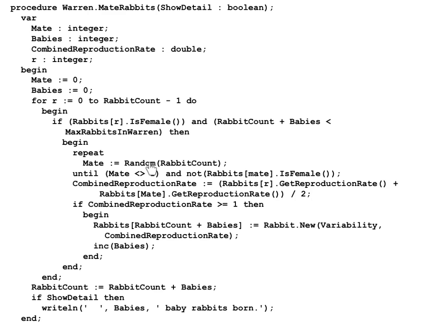It keeps on picking out random rabbits until it finds one that firstly isn't the original rabbit, so this is the original female rabbit that it found in the rabbits array, and if it's not the original one and the one that it's picked out at random isn't a female rabbit, so it's now managed to get a male that can mate with the original female rabbit. It calculates the combined reproduction rate of the rabbit and its mate and creates a new rabbit. Note that the constructor used here accepts 2 parameters, and the new rabbit takes the combined reproduction rate of its parents.